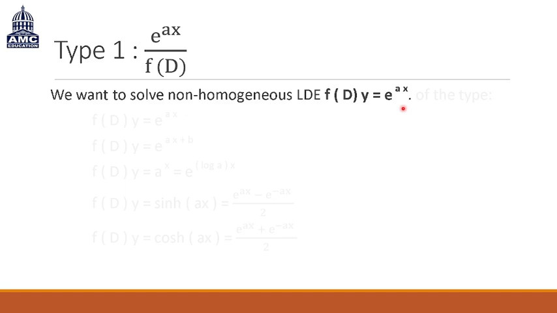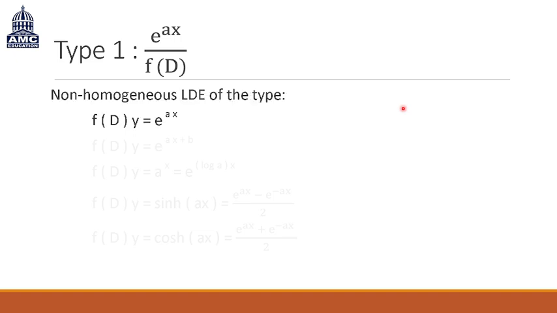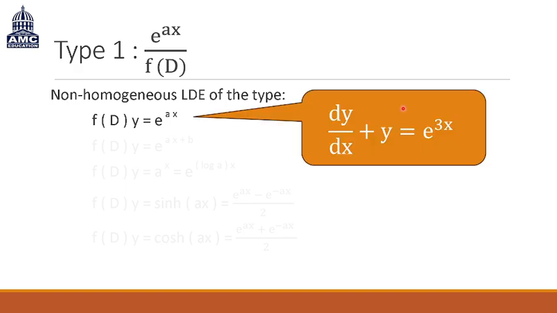Okay, now before we proceed with the algorithm, this is not the only equation that it can solve. However, let's go around and see what are all the different types of equations that we can solve using type 1. Okay, so the non-homogeneous linear differential equation of the type f(D) of y is equal to e to the power ax can be solved using this particular procedure. An example is dy by dx plus y is equal to e to the power 3x, right?